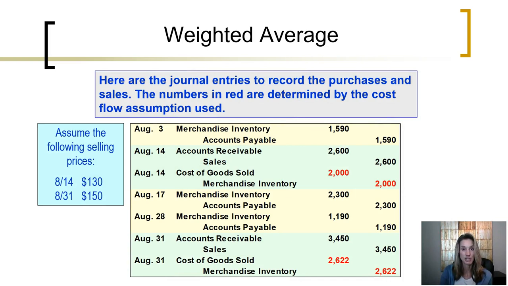Again, the journal entries under the weighted average method are no different than the journal entries under any of the other methods, specific identification, FIFO, or LIFO. The only difference is the amount that is recorded in the cost of goods sold entries. Under the weighted average method, the cost of goods sold will be $2,000 on August 14th and $2,622 on August 31st.